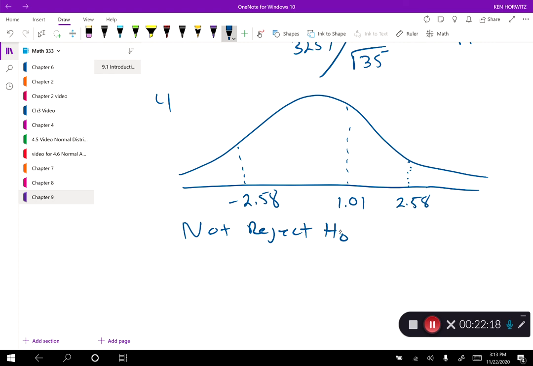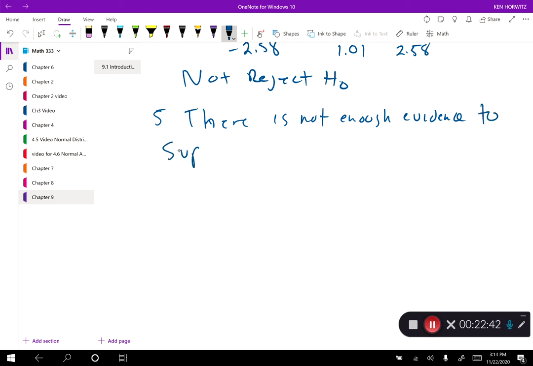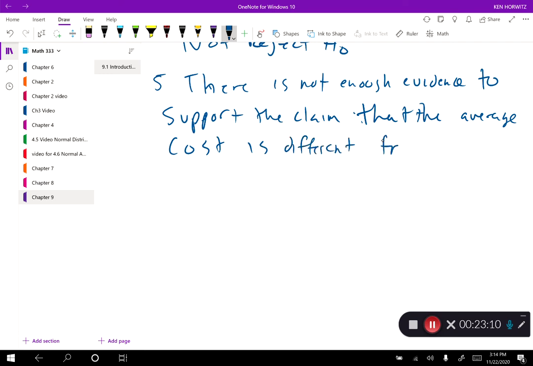And again, if we are not going to reject our null hypothesis, our summary is going to say there is not enough evidence to support the claim that the average cost is different from $24,672.